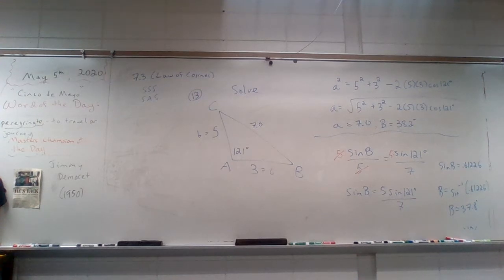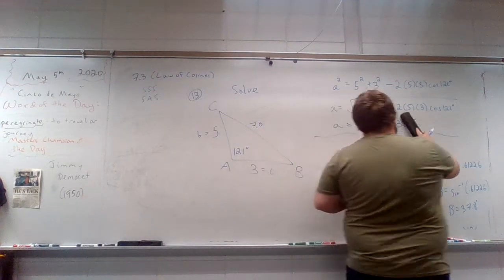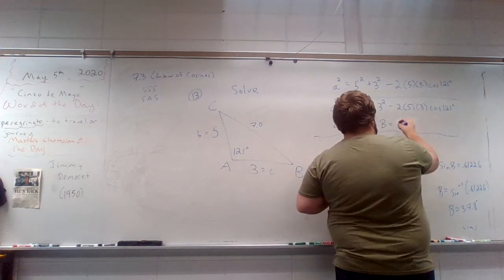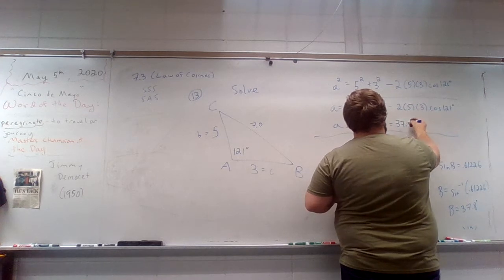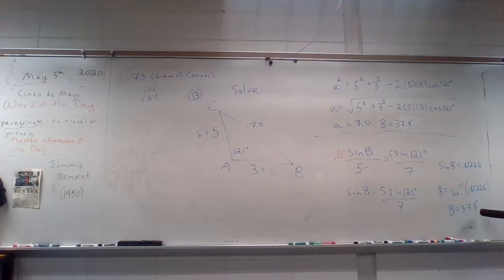So you go through and figure out exactly how many decimal places you need to carry through to get the answer. For this one, let's just say that we use the 37.8 and we use the law of sines. You may notice that this gave an output of 37.8. Remember the sine inverse, the range was between negative pi over 2 and pi over 2. In degrees, that's between negative 90 degrees and 90 degrees.